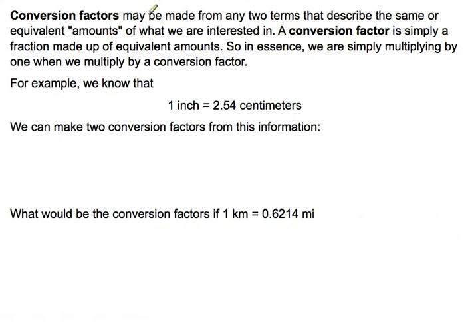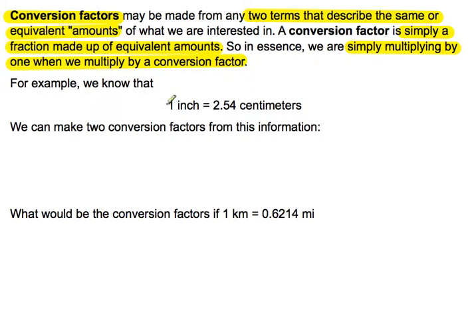So conversion factors are a pretty central theme to a lot of the calculations we do. And basically what a conversion factor is, it's something made from two terms that describe the same or equivalent amount. And so it ends up being a fraction. So a conversion factor is just a fraction made up of these equivalent amounts, one over the other. And so in essence we are multiplying by 1, even though it doesn't look like that. But we're not changing the amount, we're just changing the unit.